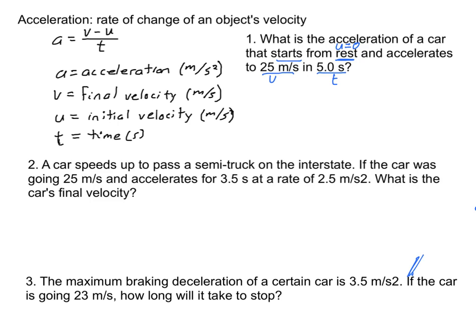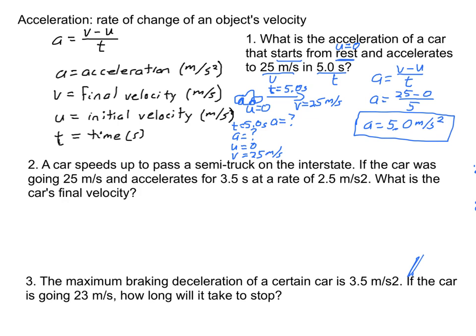Now you won't always see the initial velocity stated before the final velocity. It'll come vice versa. Just read the question and you'll be fine. So it starts from rest, accelerates to 25 meters per second. All right, so I drew my picture and then I created a variable bank down there. I'm going to pick an equation. This is an acceleration equation, so I'm going to use acceleration now and solve for my unknown a.